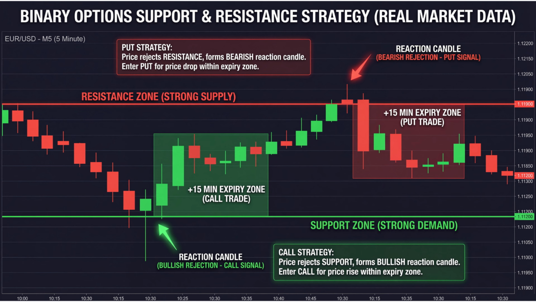The red expiry zone highlights how price moves downward after the entry. This strategy focuses on waiting for clear price rejection, not entering blindly, and works best when support and resistance levels are clearly respected by the market.